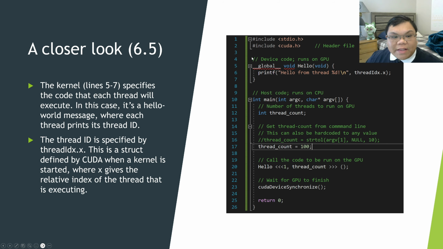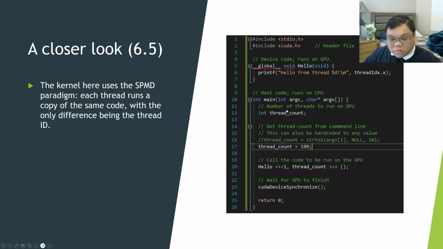Lines 5 through 7, that's the device code as I mentioned. As I said, the thread ID is specified by the threadIdx. The member x tells us, when you say threadIdx.x, that means we are getting the thread ID. And as well as the SPMD paradigm, each thread runs a copy of the same code. The only difference here is the thread ID.